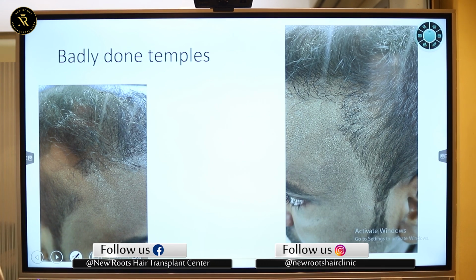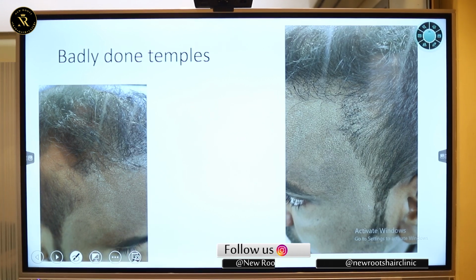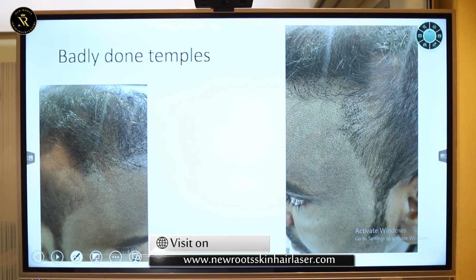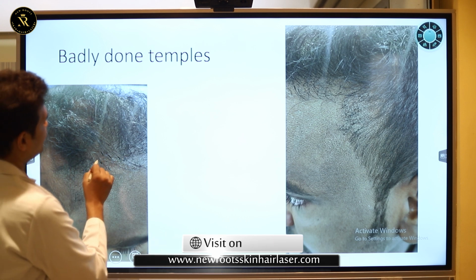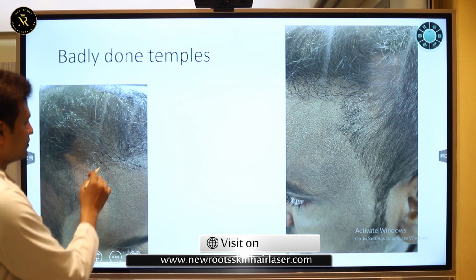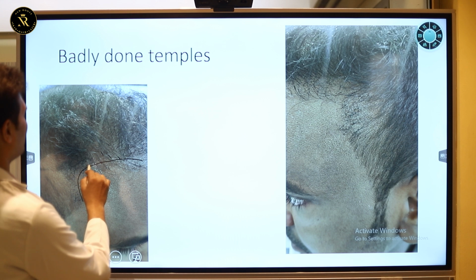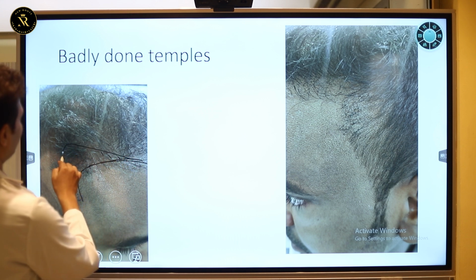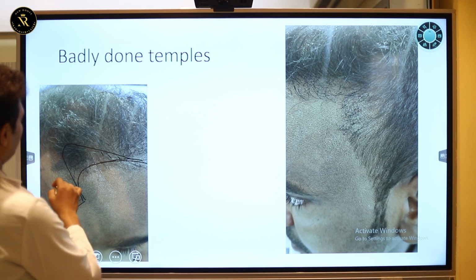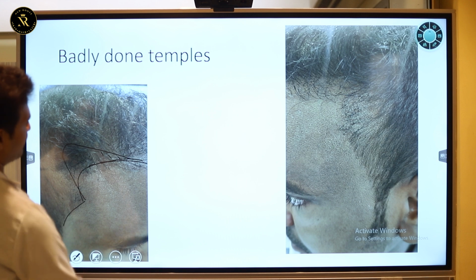So few of the cases which had come to us, we can see how unnatural or badly done temple was seen. You can see here the patient claimed that beard hairs were used to create his temple. See, his hairline has become rounded like a female. Male should have an acute hairline, so shouldn't have placed hairs in this part. Only this area required filling.